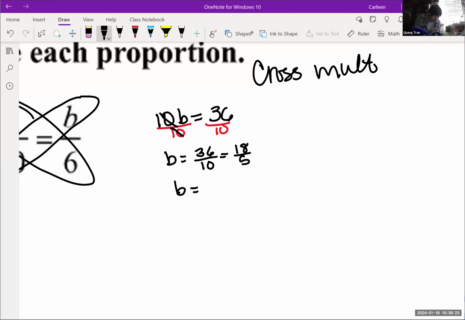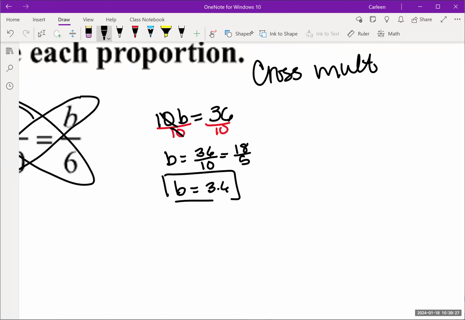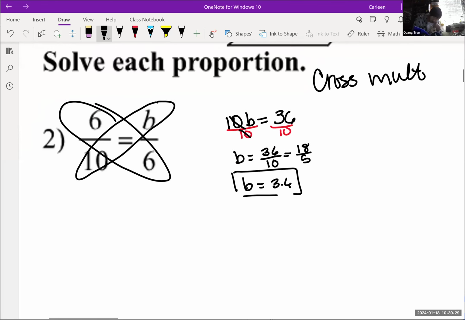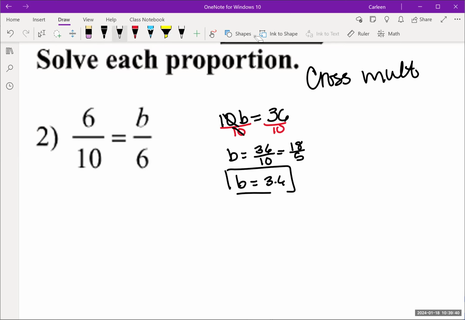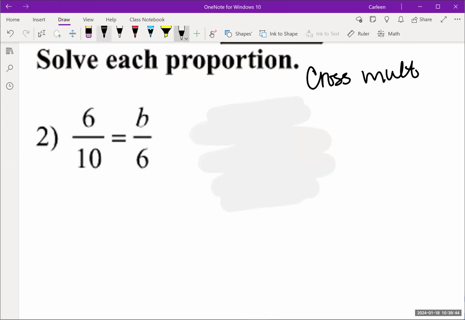Or, so you could say 18 over 5 or 3.6. Okay. Now, something to remember, show your steps. Okay. So if you don't have to show that part. But if you don't put all of this and then just put 3.6, you're not going to get full credit.